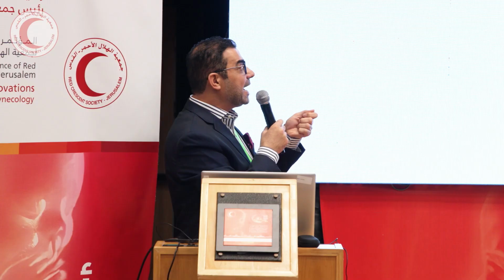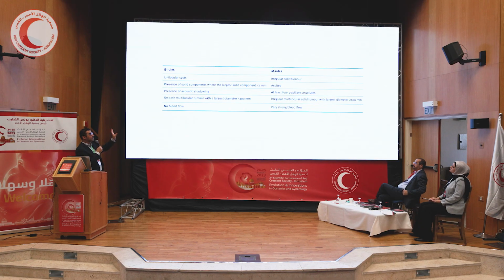Just by doing an ultrasound scan, you look at the simple rules, the M rules and the B rules. The M rules are ascites, solid component, papillary projections, multilocular solid, and strong blood flow. You will be scared when you look at those kinds of cysts to send the patient home and do nothing about it. The B rules are unilocular cysts, only a solid component less than 7 millimeters, smooth multilocular less than 10, and no blood flow. By just looking at these rules, we look at the sensitivity and the specificity. Do you remember for the RMI, what was the sensitivity?